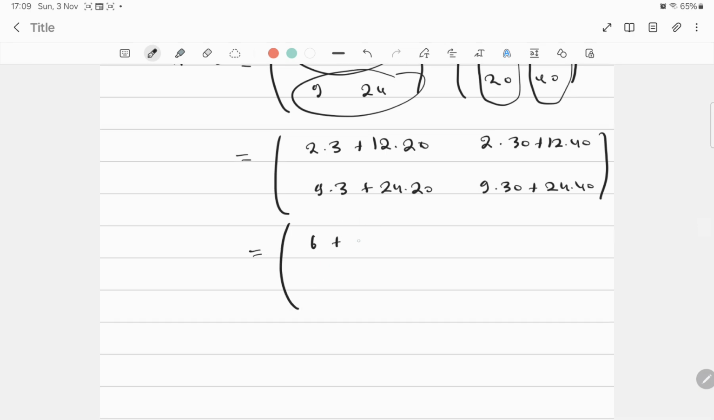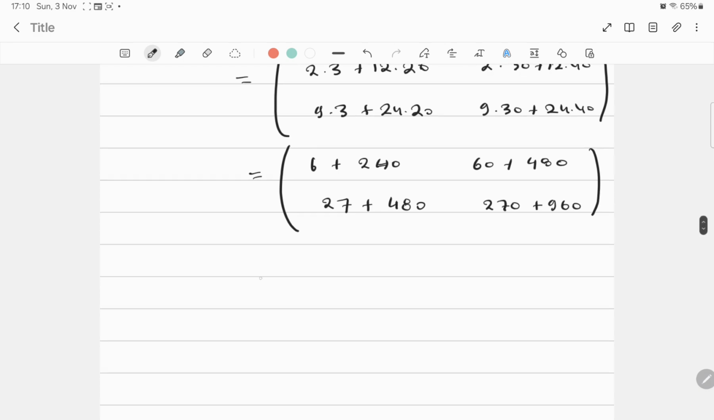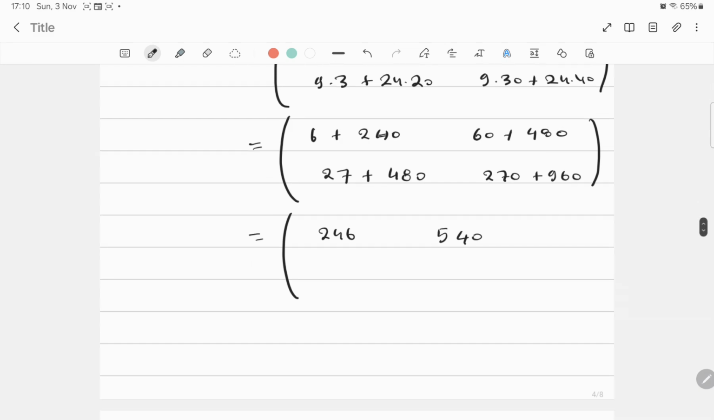That's 6 plus 240. 60 plus 480. 27 plus 480. 270 plus 960. 246. 540 is the second element in the matrix. 480 plus 27, sorry, that is 507.